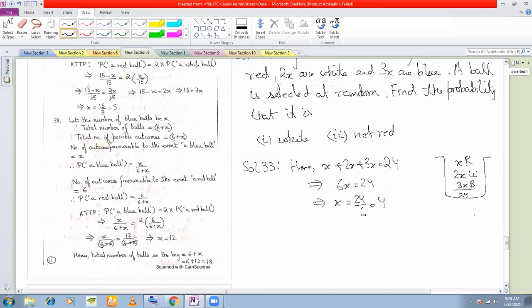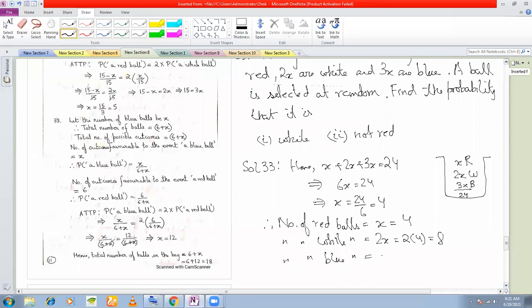So once we have found x, we can find the number of balls. Therefore, number of red balls is equal to x, which is equal to 4. Number of white balls, 2x, 2 into 4 is equal to 8. And number of blue balls is equal to 3x, 3 into 4, 12. We know the number of balls now, so now we only need to find the probability.